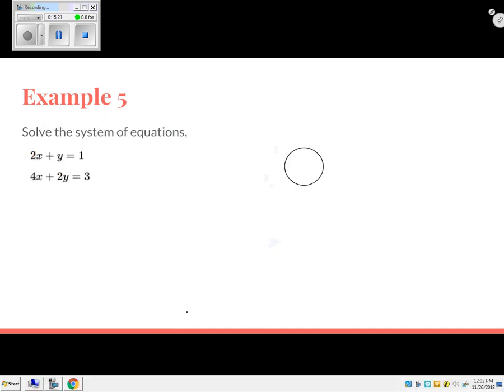Okay, so this is how I plan on asking you on your assessments in here how to solve. I'm just going to say solve however you want to. So I'm just going to hit pause again. You solve this however you want to. Okay.